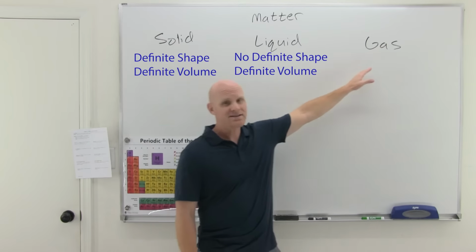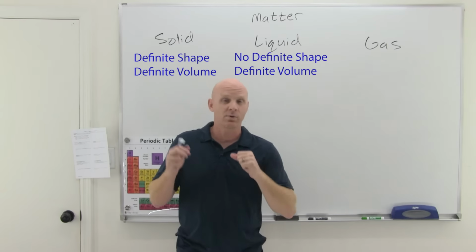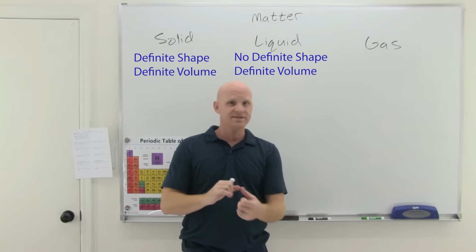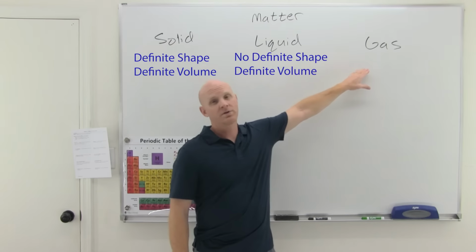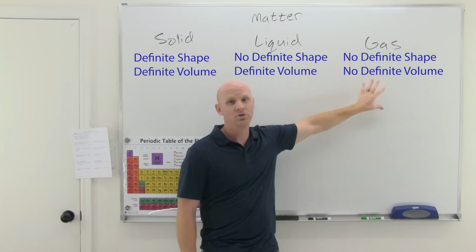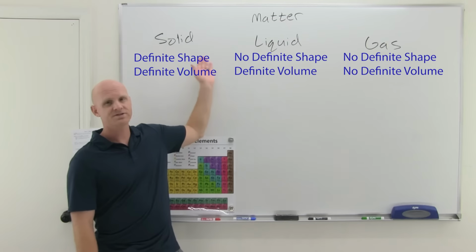And then finally, gases. It turns out gases are going to fill whatever container you put them in. They will expand to fill that container, or you can compress them to fit into a smaller container. Not only do they not have a definite shape like liquids, but they don't even have a definite volume either. And so that's what you should know in this description of solid versus liquid versus gas.